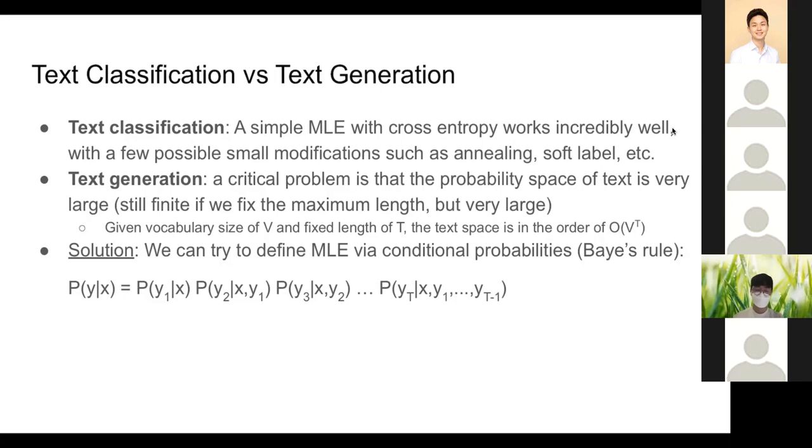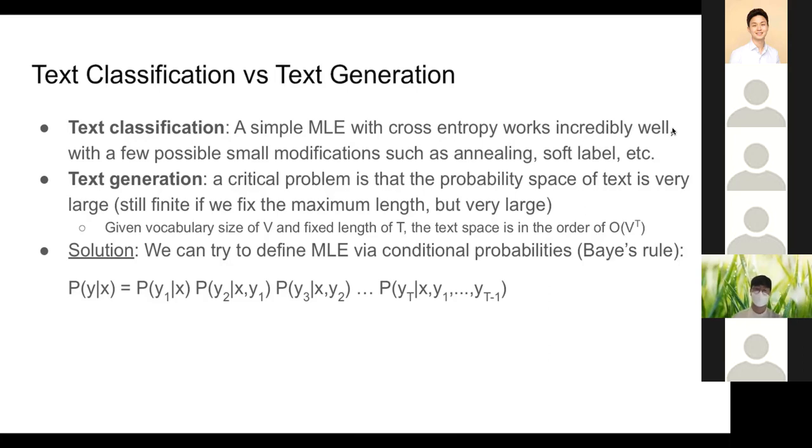But text generation becomes much more difficult because in text classification, you only had a few options. If you're classifying sentiments, it's either positive or negative. But if you are generating text, then you have so many possible outputs, which means you cannot enumerate all of them, of course, you can try to. Suppose that your length is fixed to be T, say 32, and you're given a vocab size of V. This can easily be like 10,000, 20,000.